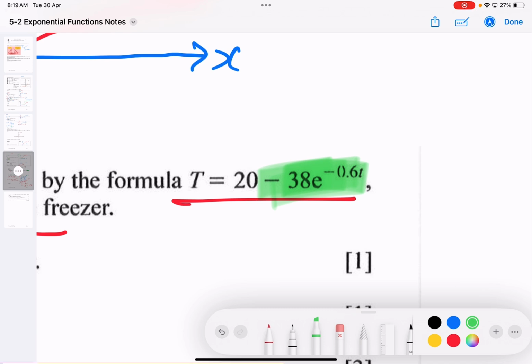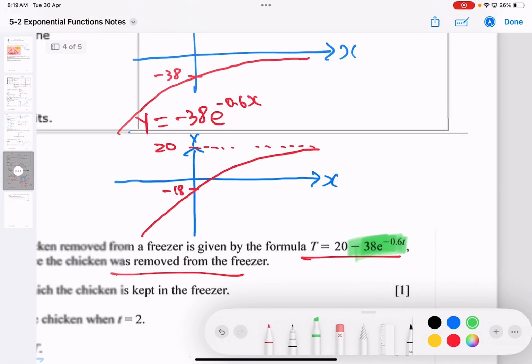So if you enter in your calculator -38 times e to the power of -0.6 times 1,000, on your calculator it may appear like 0, actually it's not 0. It's very, very close to 0, but it never ever touches 0. On your calculator it will show you 0 because your calculator simplifies certain things. But the truth is, it will approach 0.